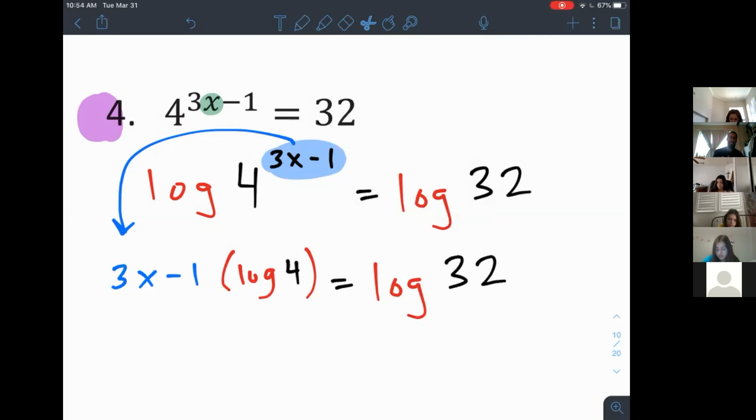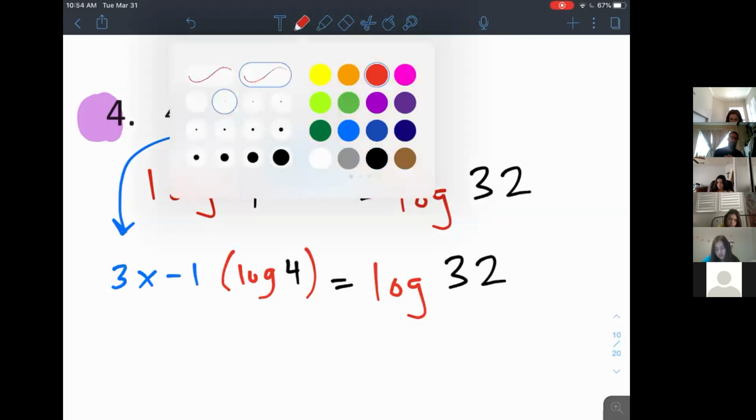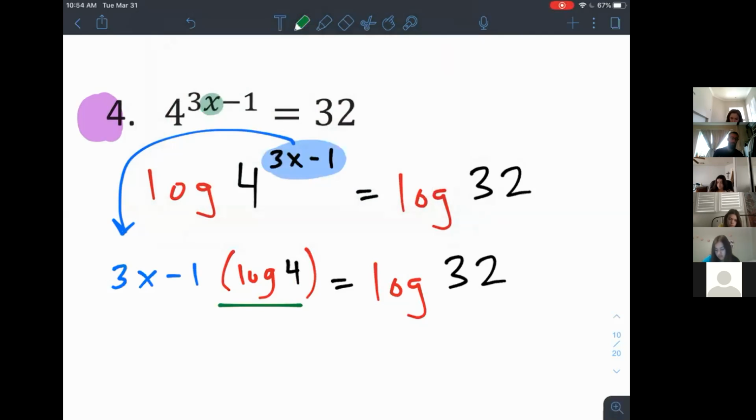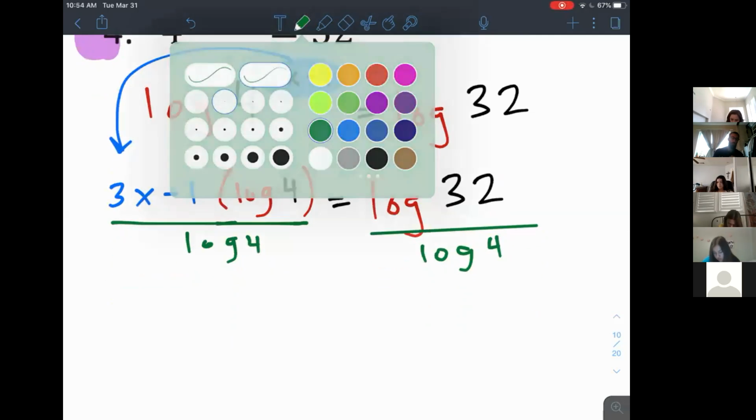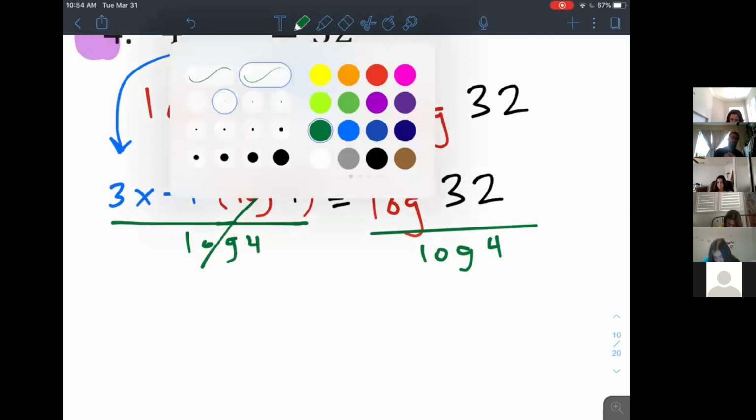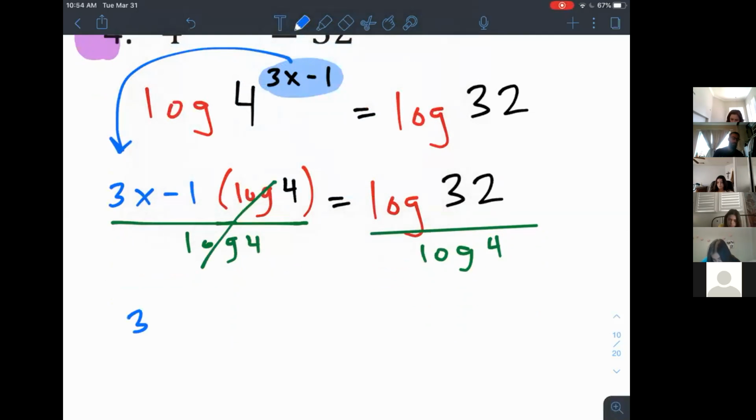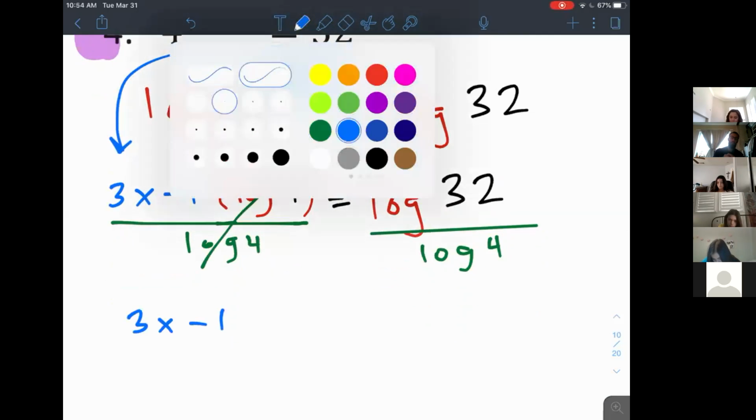Notice x has a lot of things going on with it right now. So first thing I'm going to do is get rid of this log of 4 by dividing both sides by log 4. Slowly but surely kind of like chipping away at the x, which then leaves us with, by the way, this is gone now, log 4 and log 4 are gone. Leaves us with just that 3x minus 1 on the left side of our equation.